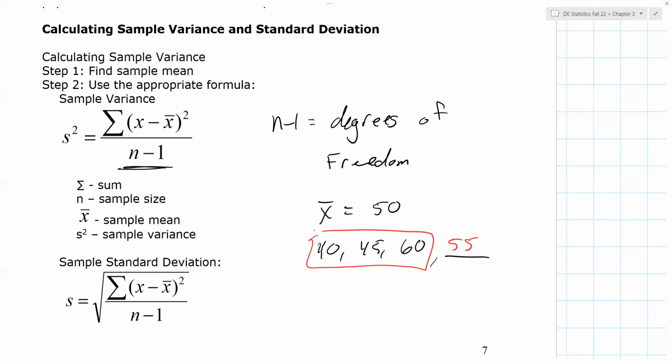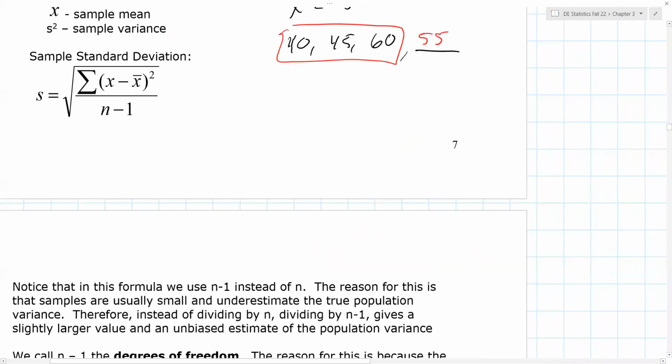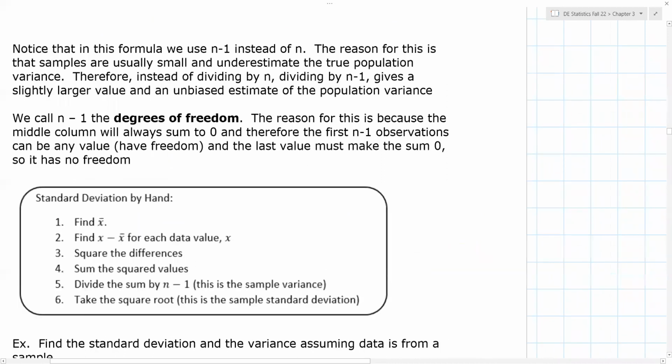I have n minus 1 things I can change, and once I've made those changes, then the fourth thing in my set has to be a certain value. And so that's what a degree of freedom is, and that's what we use here, that n minus 1. Other than that, the formulas are the same. So we'll go through and we'll do an example of doing this by hand, and then I'll go through and I'll show you how you do it on your calculator as well. This talks about n minus 1 and why it's basically what we just talked about.